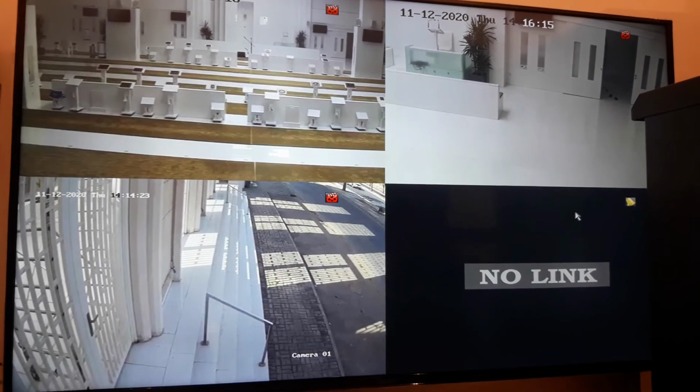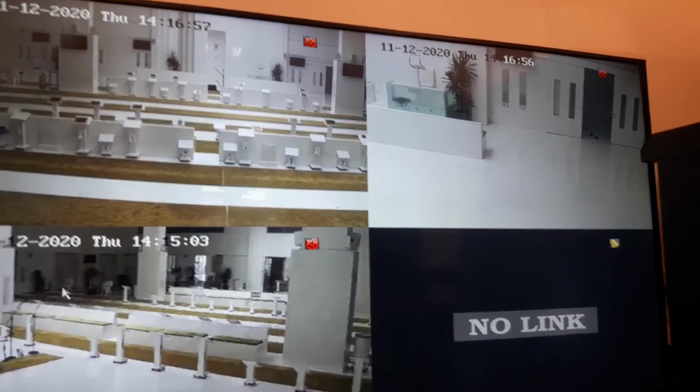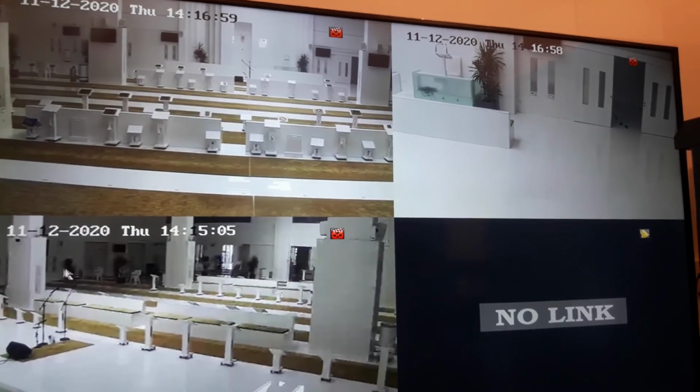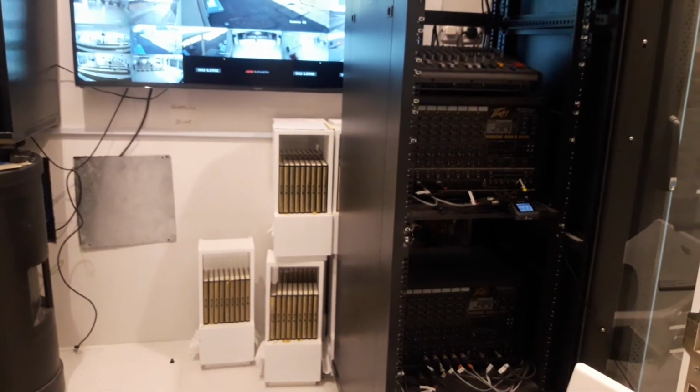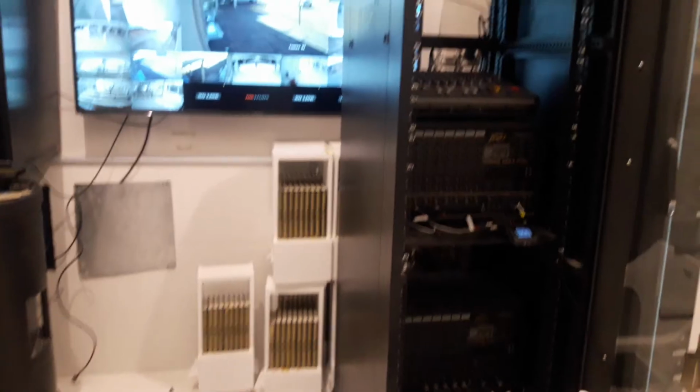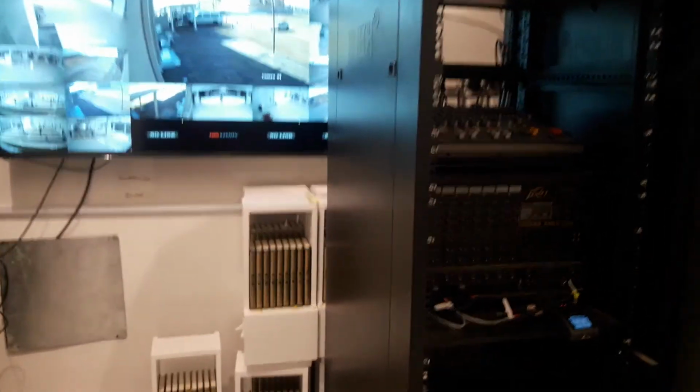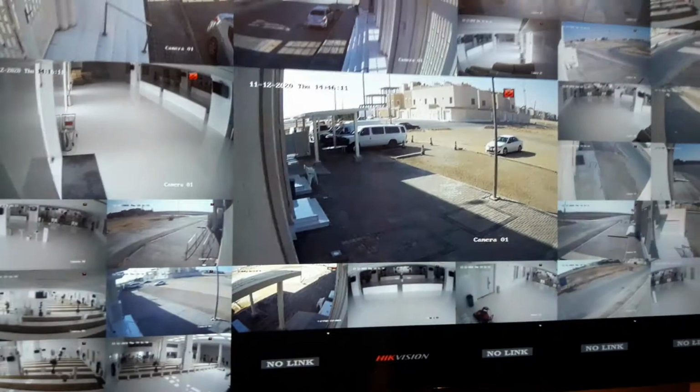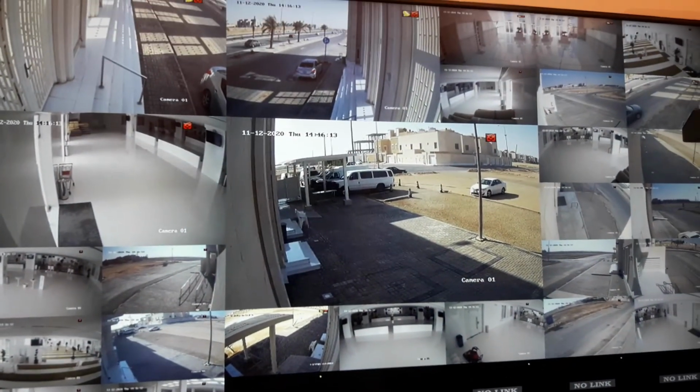Let's see, we have one more NVR. Okay, here one more NVR. You can see. Let's see another NVR, the big one. Okay, guys, here are the operation center systems. So we will see. Here are all the cameras and our systems over here. Okay, then let's see here. All these cameras over here you can see.